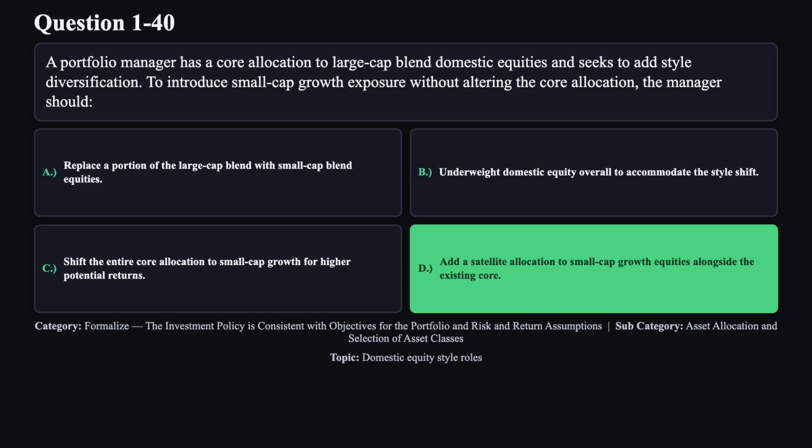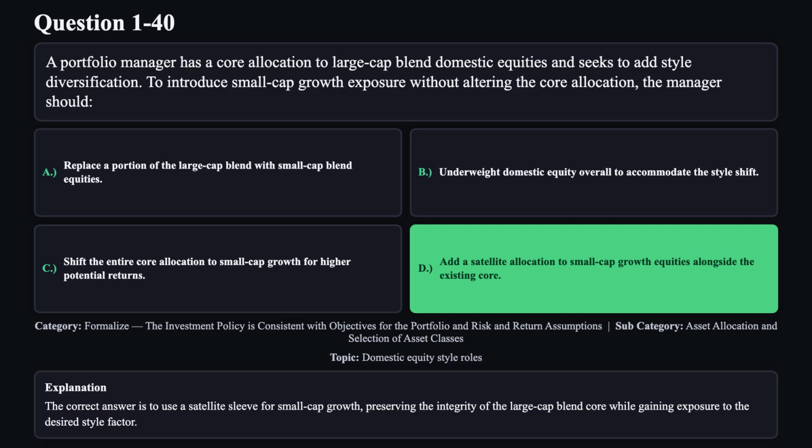The correct answer is D. The correct answer is to use a satellite sleeve for small cap growth, preserving the integrity of the large cap blend core while gaining exposure to the desired style factor.